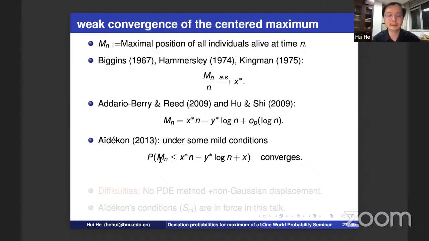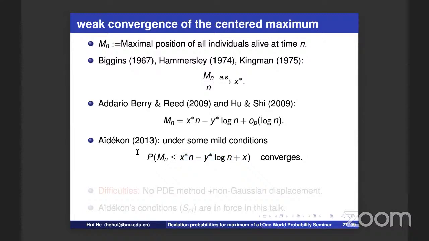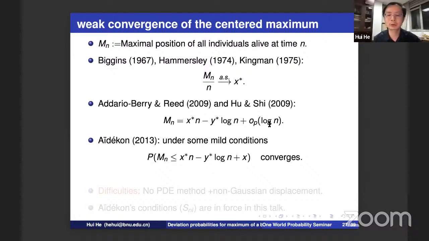Okay, then you get that Mn centered by this function converges weakly. This was shown by Aïdékon in 2013. And then you can see that what is o_P? Sorry? o_P of logarithm, o_P, yes. It means that this term over log n converges to 0 in probability. In probability, okay. Okay, thank you. So this result could be regarded as a parallel result to Bramson's one.